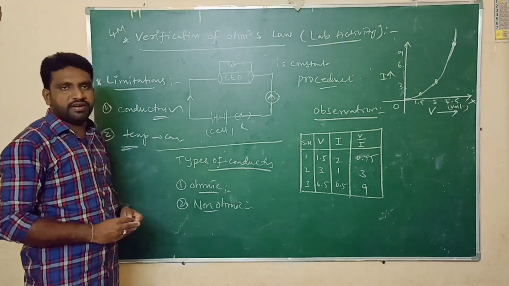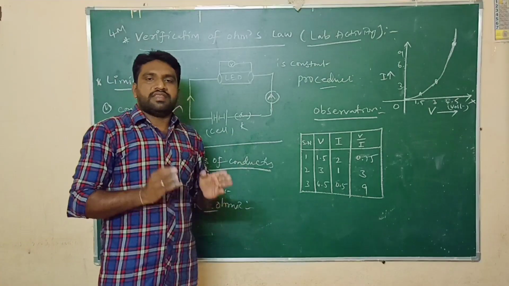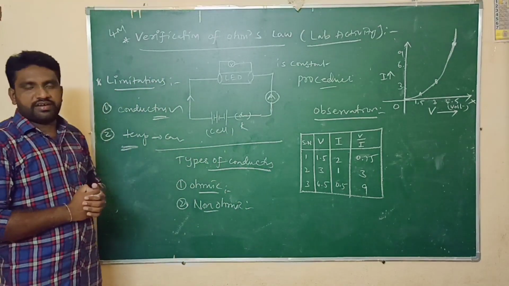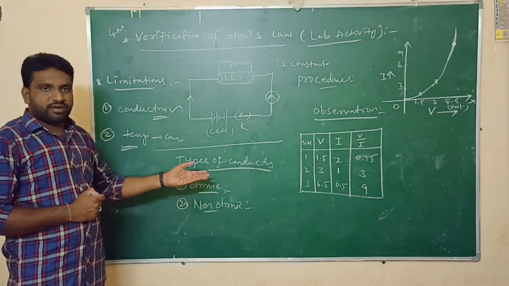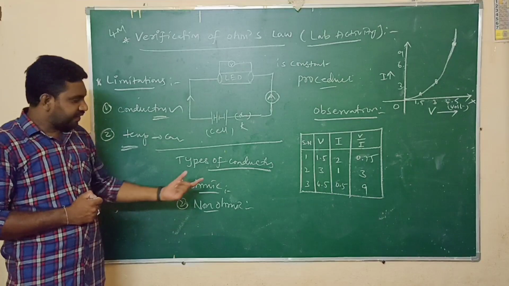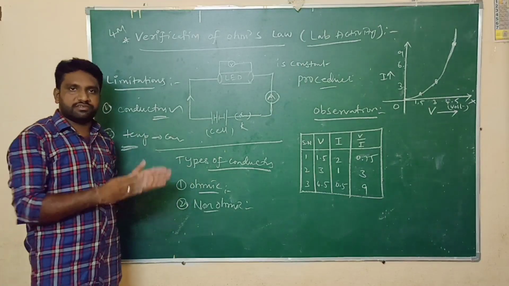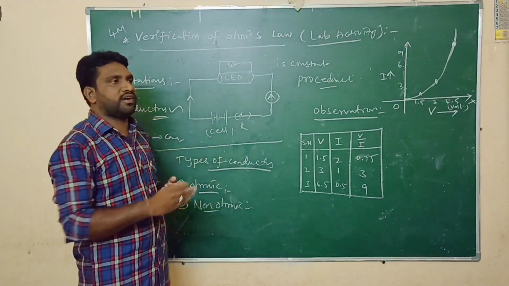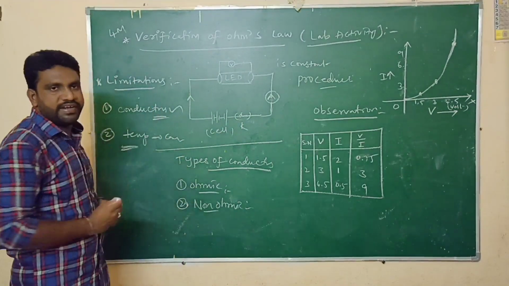What is meant by ohmic conductors? It is very simple. The conductors which obey Ohm's law are ohmic conductors. Examples of ohmic conductors are all the metals, and they are also known as linear conductors. Why? Because if you plot the graph between potential difference and current for ohmic conductors, you get a straight line. That's why they are said to be linear conductors.